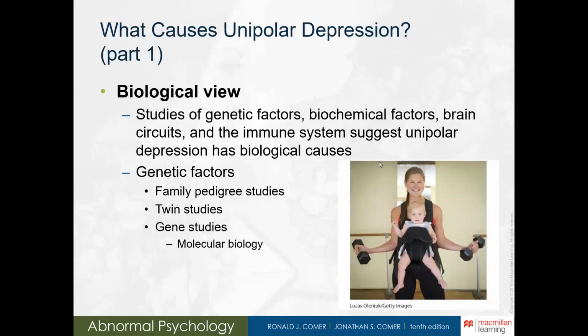So, what causes unipolar depression? From a biological view, a lot of these are based on genetic factors, biochemical factors, brain circuits, and the immune system. So, whenever there's an imbalance in neurotransmitters or hormones, where there's an overstimulation or an underproduction of neurotransmitters and hormones, that can certainly cause issues and concerns with unipolar depression.